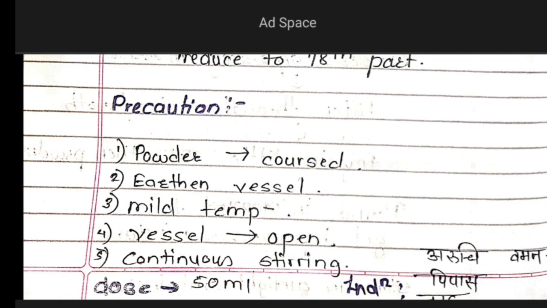Precautions: powder should be coarse. You should use an earthen vessel or a chemically inert vessel. There should be mild or moderate temperature in boiling. Keep the vessel open, do not cover it while boiling, and continue to stir, which prevents sticking to the bottom of the vessel. The dose is 50 ml, indicated in Aruchi, Pipasa, Vamana.